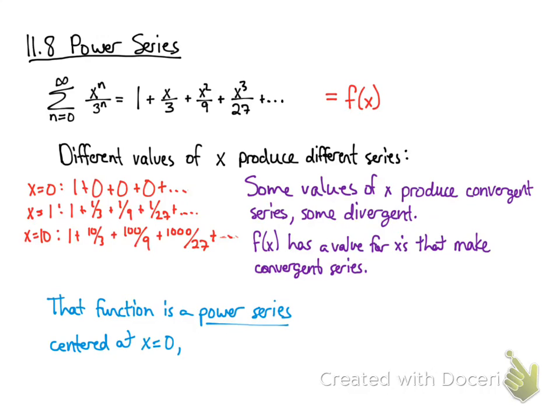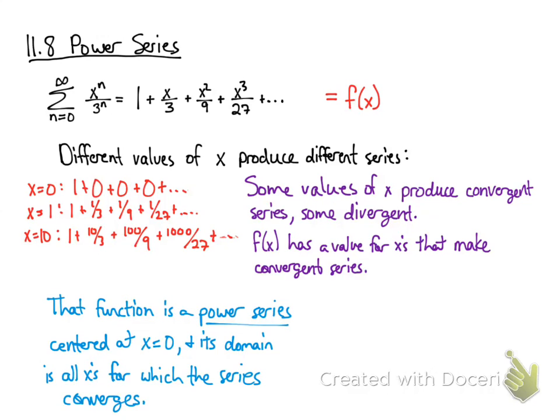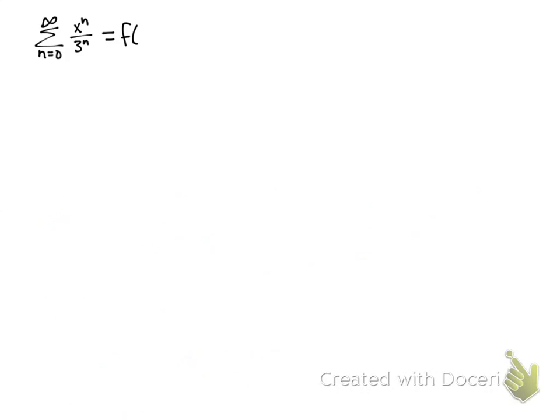This is a power series because it's got powers of x centered at x equals 0, and its domain, that is what inputs make sense, is just all the inputs that would produce a convergent series, all the x's for which the series converges. So let's figure that domain out. Here's our series again. We're calling it f of x, and I want to know the domain of this function f of x.